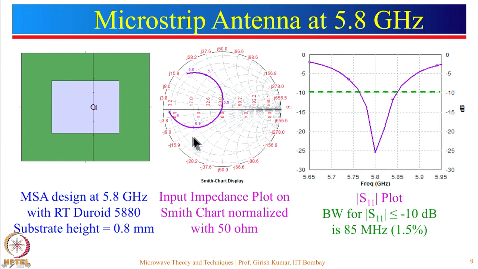So, this is the plot on the Smith chart. As frequency changes, impedance changes. This is the reflection coefficient plot, and you can see that as frequency changes, reflection coefficient is varying. In this particular case, we define bandwidth for S11 less than or equal to minus 10 dB. It is approximately equivalent to VSWR less than 2. So, bandwidth in this case is about 85 megahertz, which is 1.5%. In fact, microstrip antennas are known to have smaller bandwidth. However, later on, I will talk about several broadband techniques where we can increase the bandwidth of the microstrip antenna.